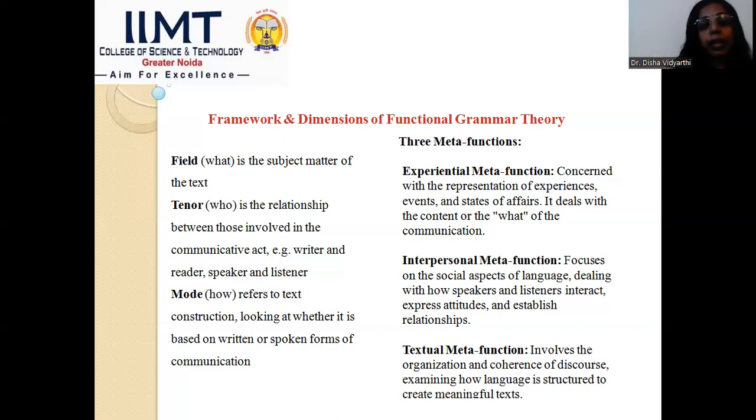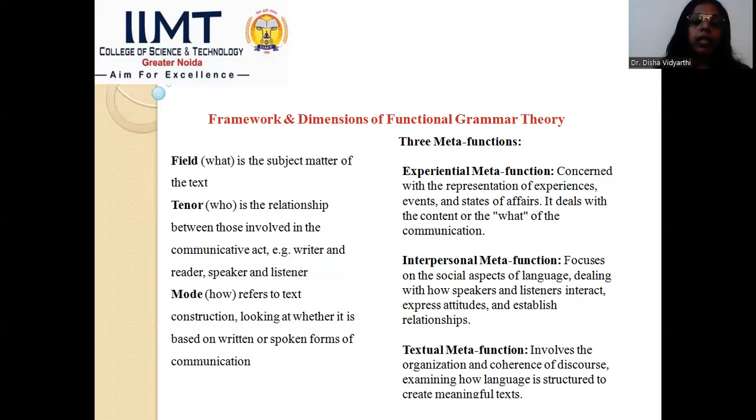You haven't said it grammatically correct, but because of the tone and the mode you have selected, you have conveyed the meaning. The person understood that you are not making a statement, you are just asking a question. So in functional grammar, field means the what, tenor means the who, and mode means the how. These three elements, what, who, how, are more important in functional grammar theory, rather than just focusing on the grammatical set pattern rules of the language. Now there are three metafunctions on the basis of this theory of language.